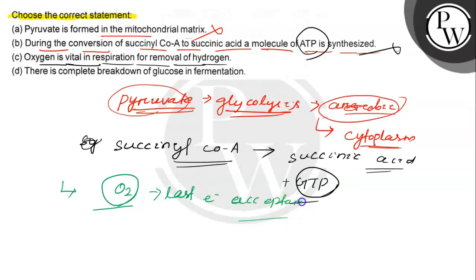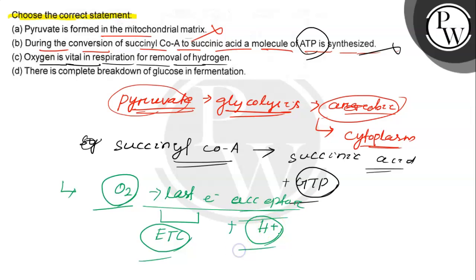This electron acceptor, oxygen, participates in the electron transport chain system, where oxygen accepts electrons and also hydrogen, the H plus ion, that is the proton, and uses this proton for the formation of water. So it forms water. So for that, this one is the correct answer.